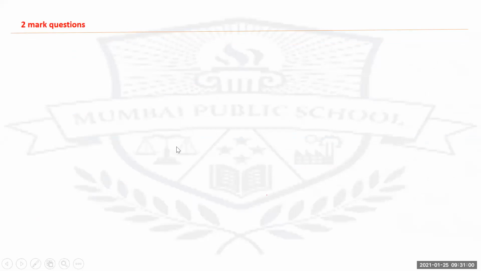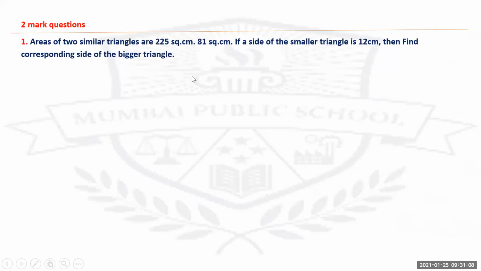Now, 2-mark questions which you can get in your examinations. Areas of the two similar triangles are 225 square centimeters and 81 square centimeters. The side of the smaller triangle is 12 centimeters. Then find the corresponding side of the bigger triangle.